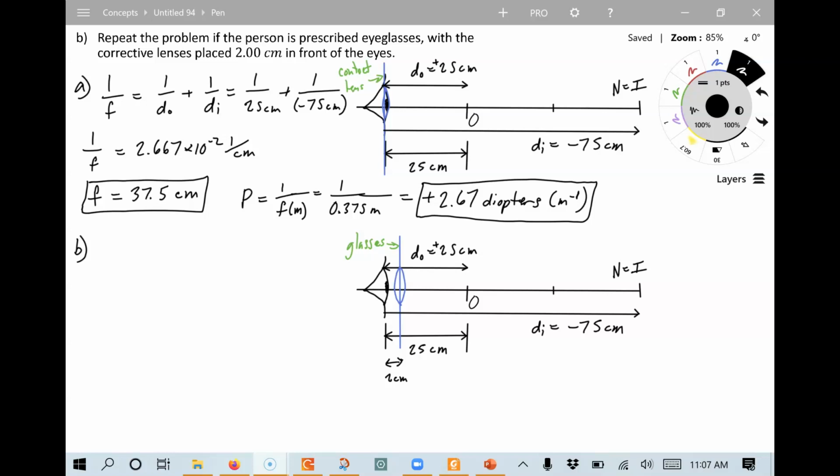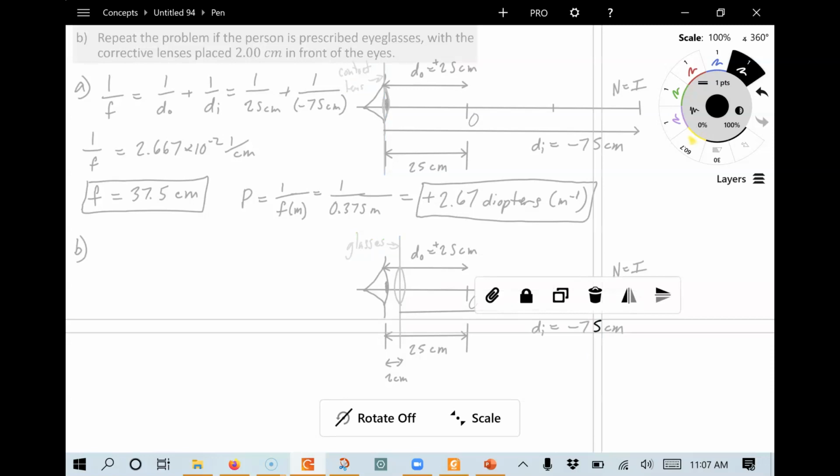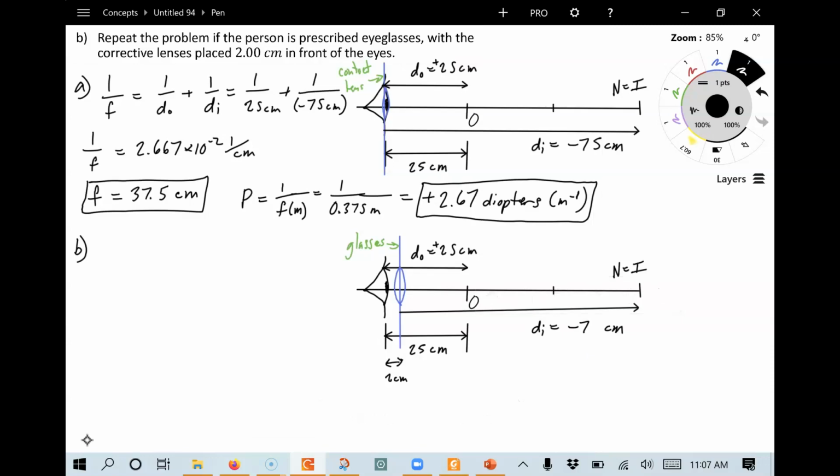So what do we need to change now as we're dealing with glasses? Well, now we're going to be starting all of the distances, DO, DI, from here, right? From where the edge of the lens is. So that means we need to get rid of these, because now the DO is going to be from here. And so it's not actually minus 75. What do we have now? We have 2 fewer centimeters, so minus 73 in that case.